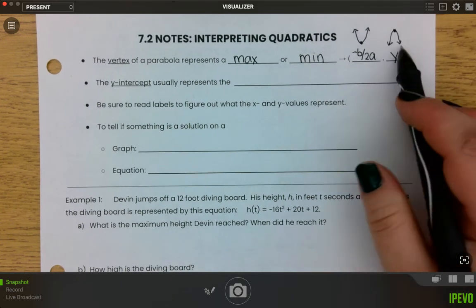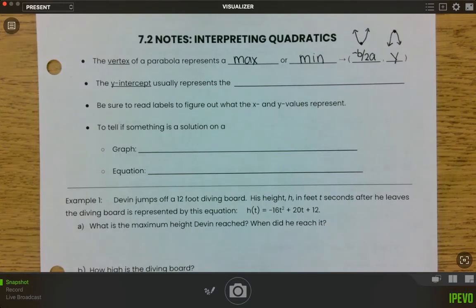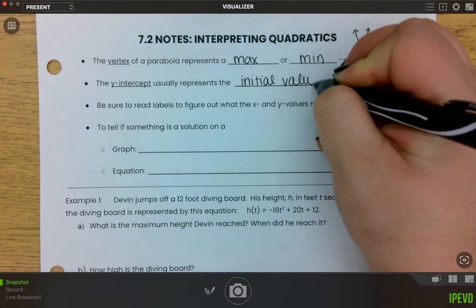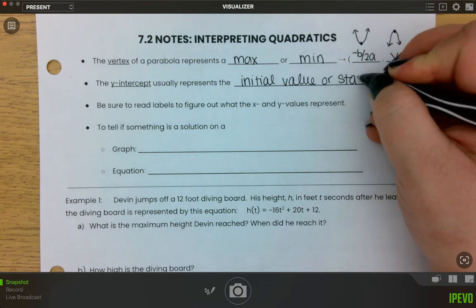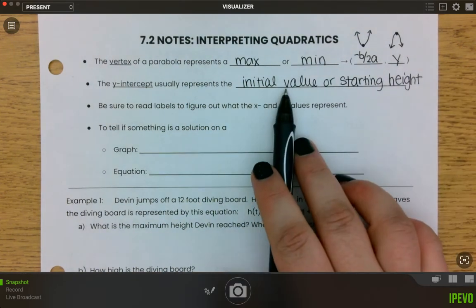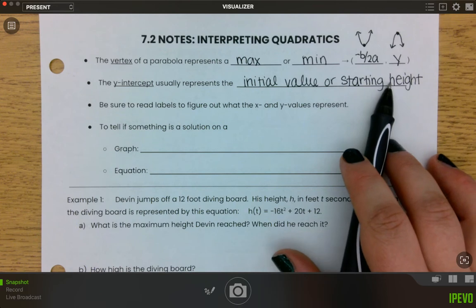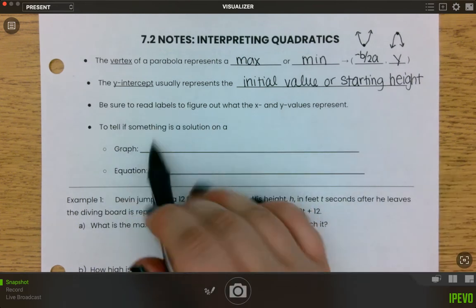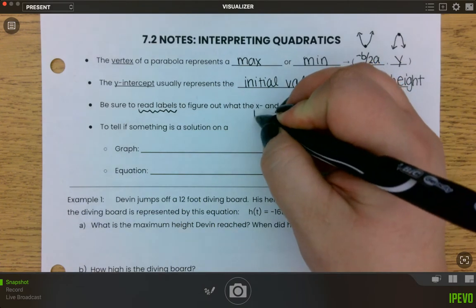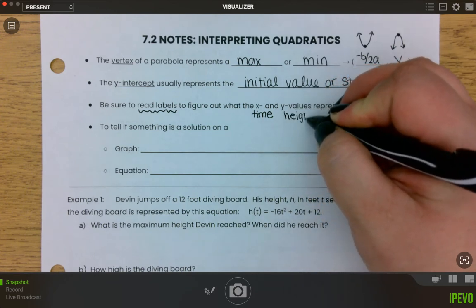The reason I'm just saying y is because when you get this number, you plug it in to find this one. Okay? The y-intercept of the graph represents the initial value or starting height. So it really is the initial value, but on most of our problems, we're actually talking about height. So starting height is one way of thinking of it. And then just keep in mind, you've got to read your labels so that you know what it's talking about. The x value is almost always going to be time, and the y value is almost always going to be height or distance.